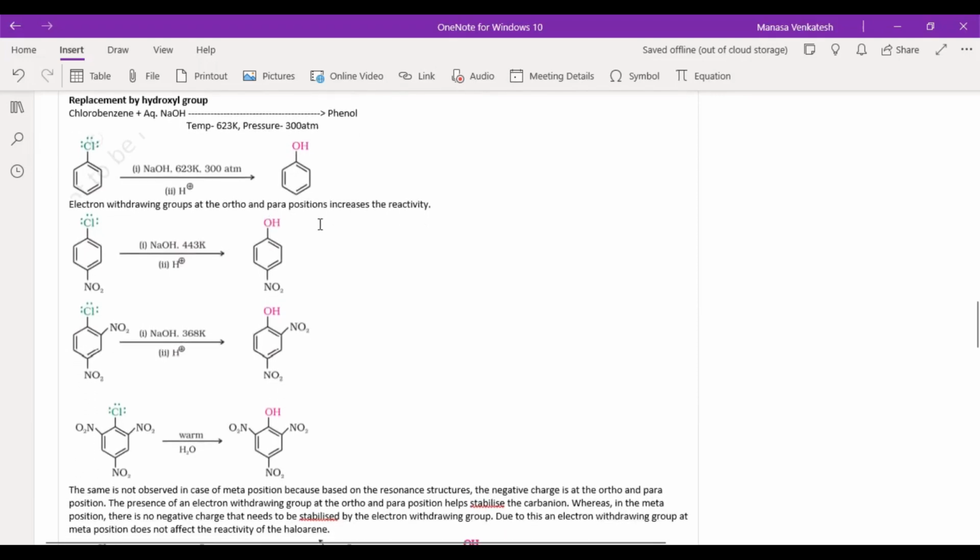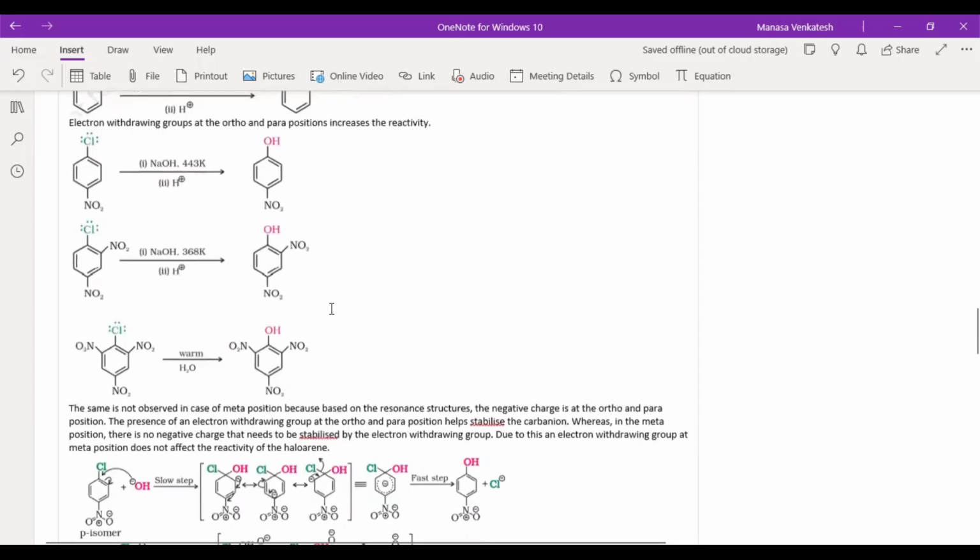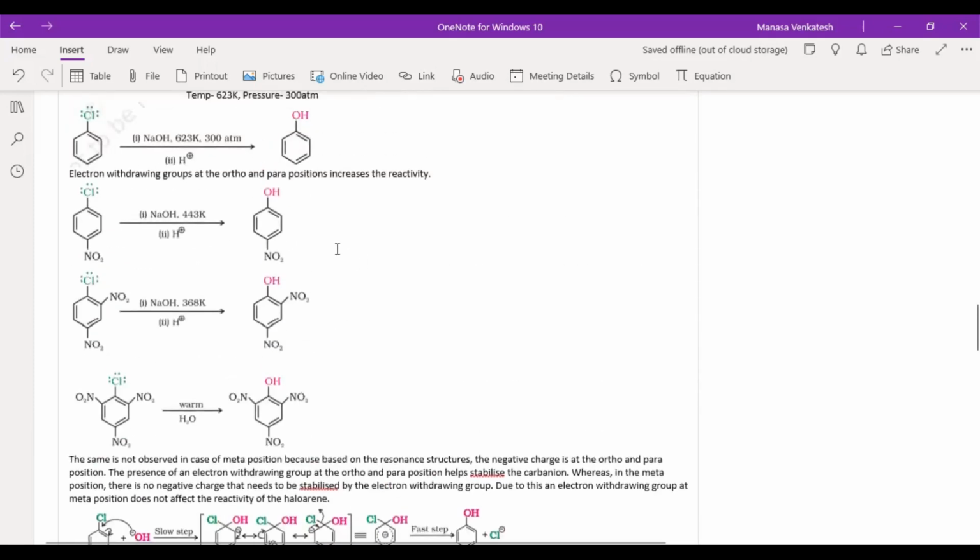Now, if we have electron withdrawing groups at ortho and para positions, the reactivity actually increases. The reason this is the case, and this is not the case for meta, we don't even talk about meta over here. We only talk about ortho and para. Now, notice the difference in reaction conditions. If you just have it at para, you have 443 Kelvin, but with the nitro group, which is electron withdrawing, at ortho and para, the temperature is decreasing to 368.